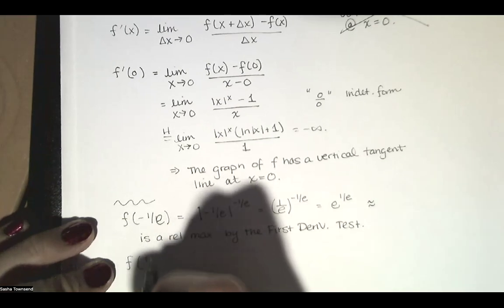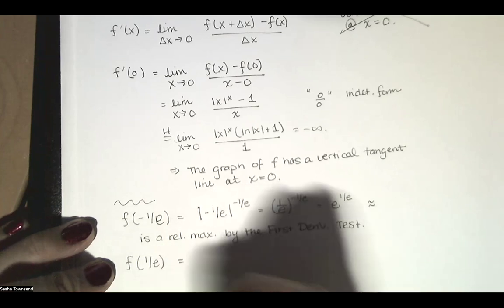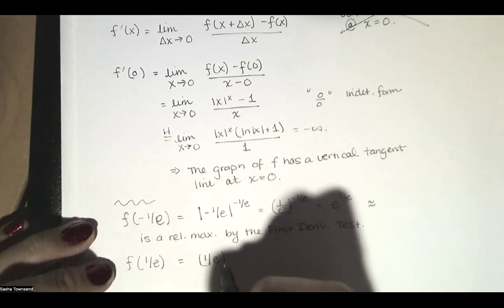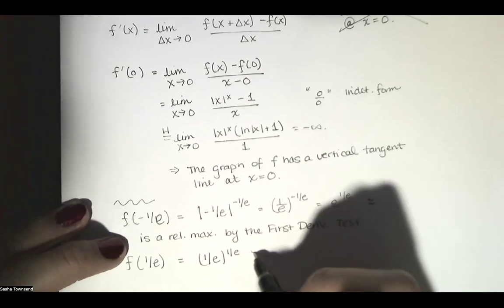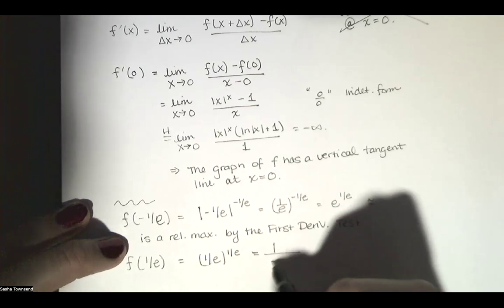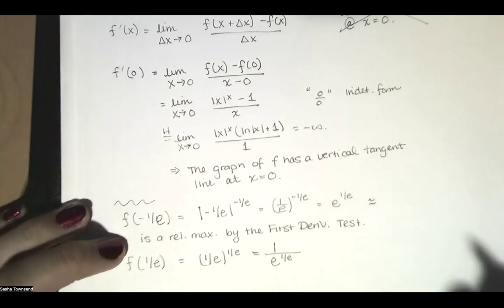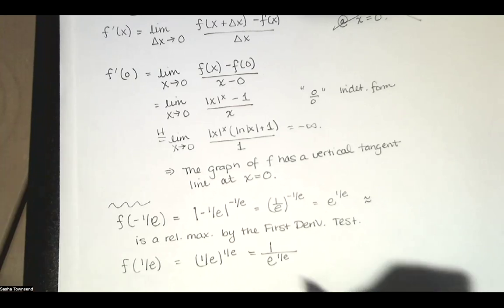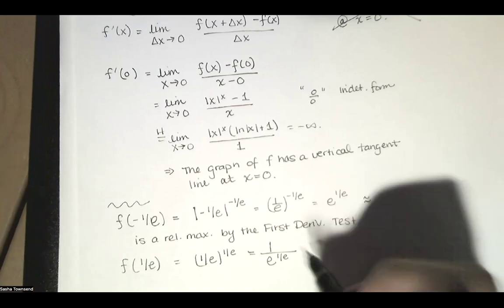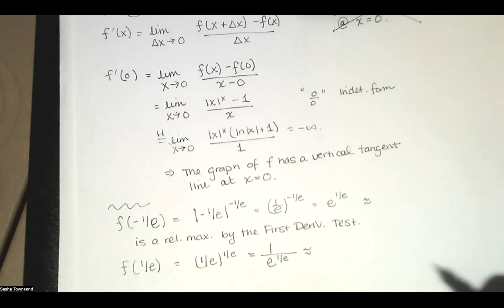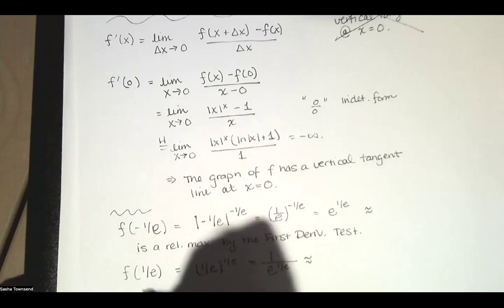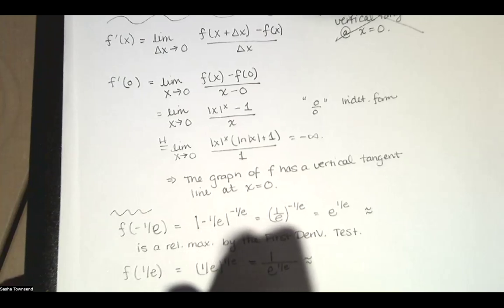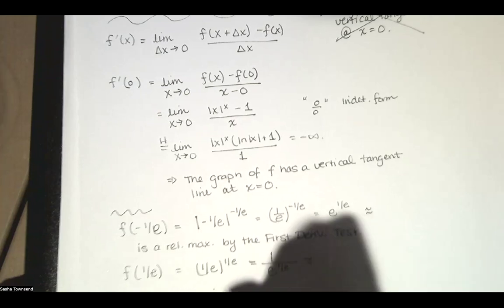And then f evaluated at 1 over e is the absolute value of 1 over e, which is 1 over e raised to the 1 over e. So you end up with 1 divided by e to the 1 over e. And I don't know what that is. So we see that these are reciprocals of each other. I don't know what that value is. But we can use Desmos to find that. That is going to be a relative min by the first derivative test.